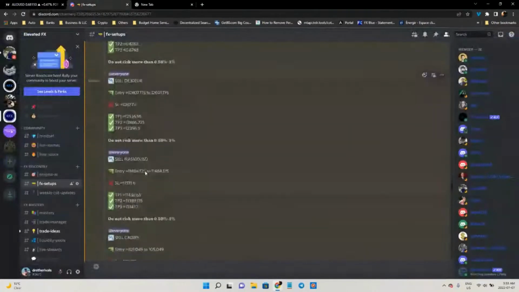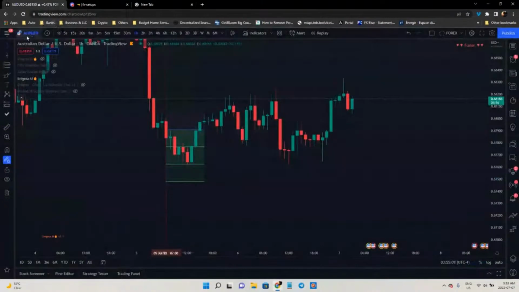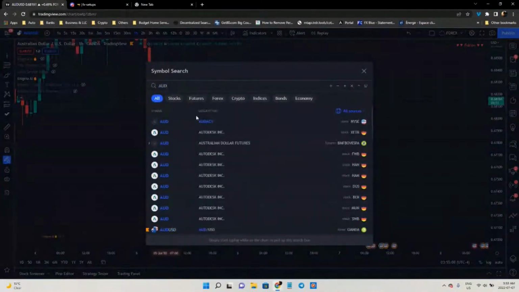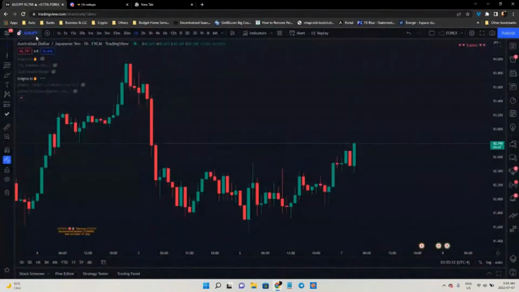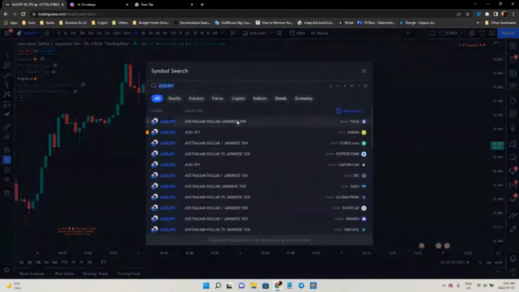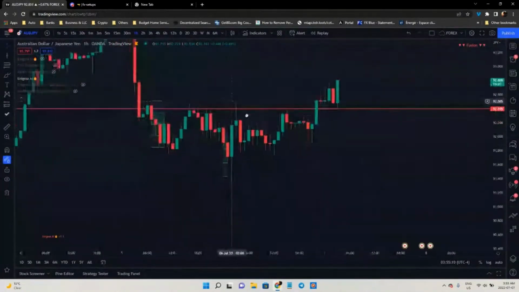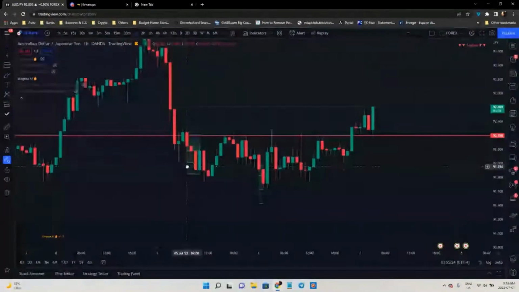And let's look at AUDJPY. I think this one to the right. There you go. Yeah, so same thing. This one hit TP3.